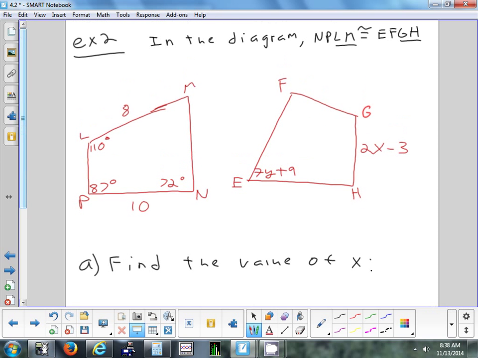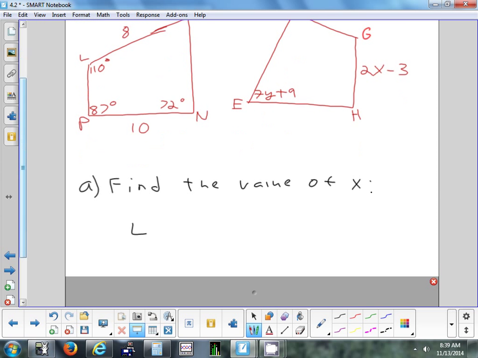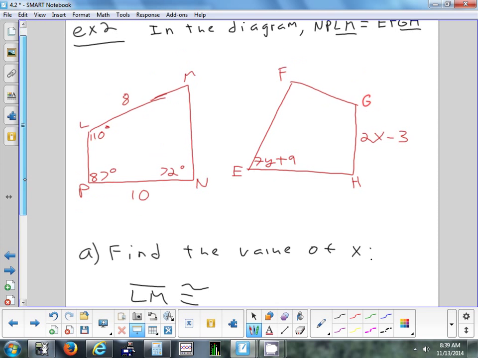Okay, so now how do we use that? GH and LM are corresponding sides. What do we know about corresponding sides in this picture? They are, what's the word I'm looking for? They are congruent. Right? So we know that, let's just write it down. LM is congruent to GH.